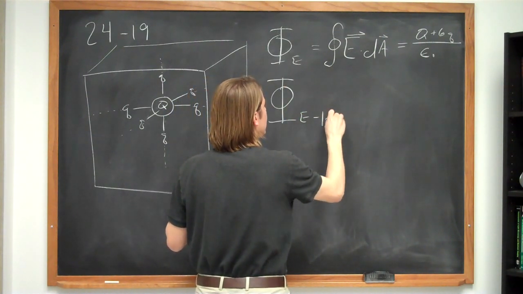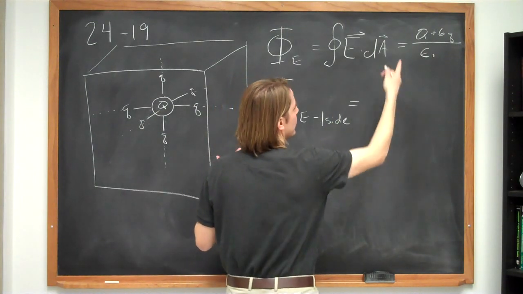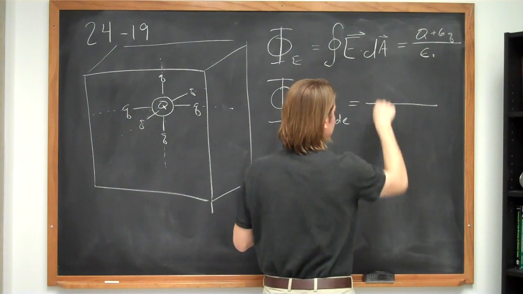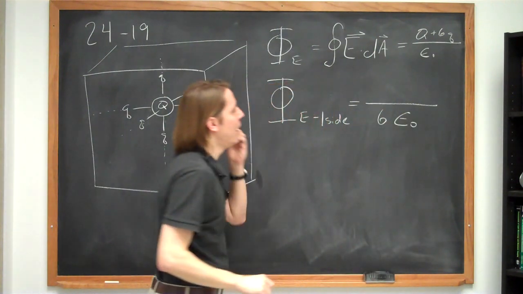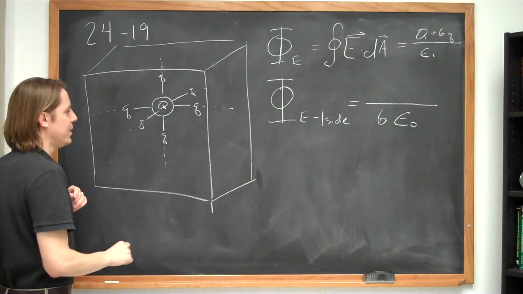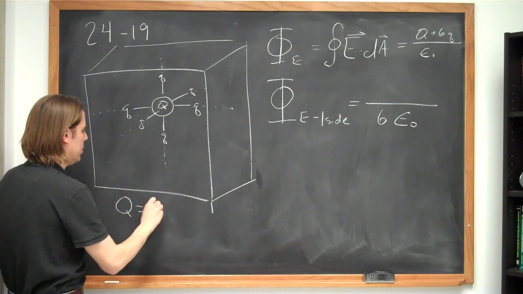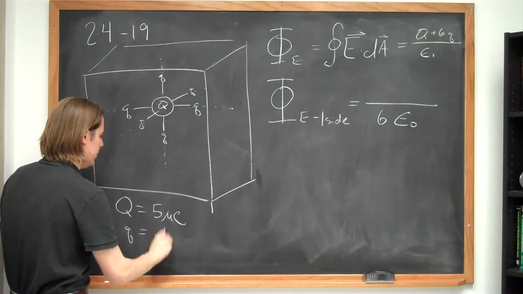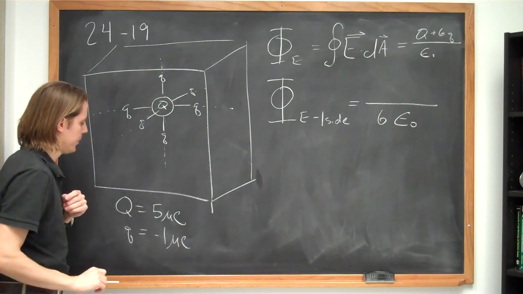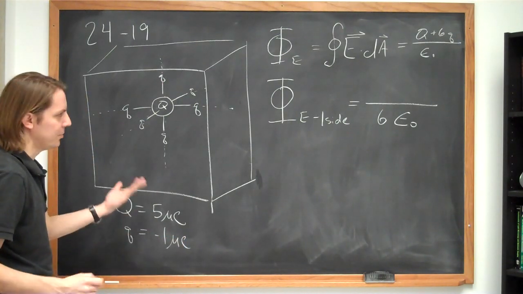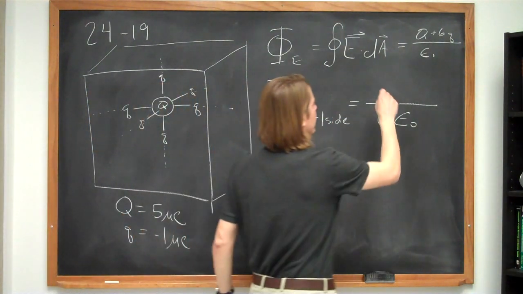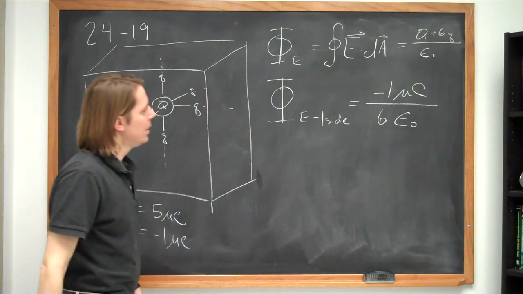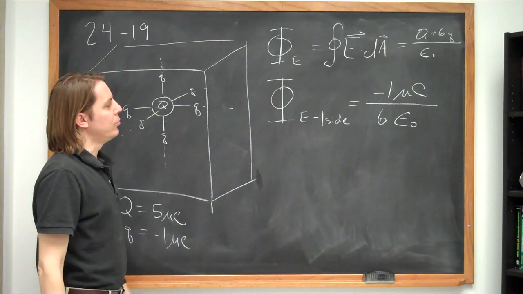through one side is equal to 1/6 of this total, which we can start to figure out. That's 1 over 6 epsilon naught times the total charge. And we know then the two values of Q. Big Q is 5 microcoulombs, and little q is minus 1 microcoulomb. So 5 plus 6 times minus 1 is minus 1. So the total charge is minus 1 microcoulomb. So then the answer is minus 1 microcoulomb over 6 epsilon naught.